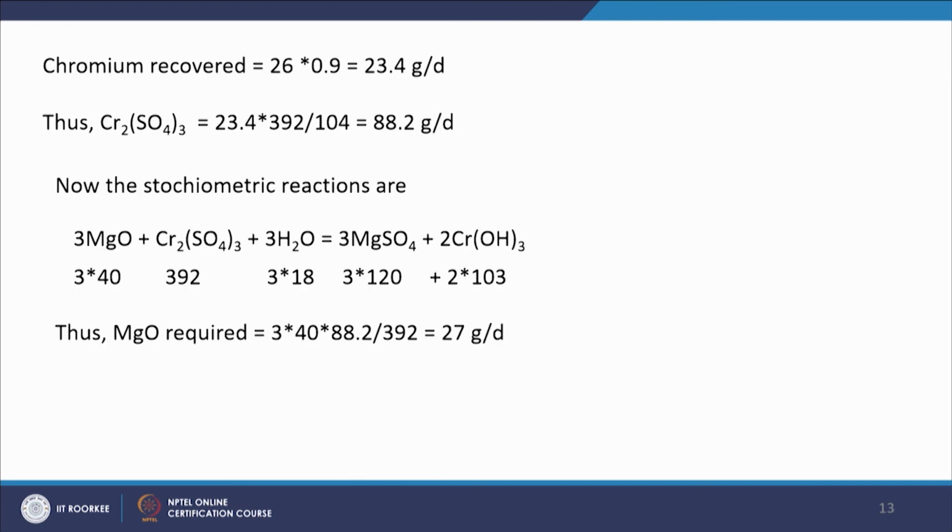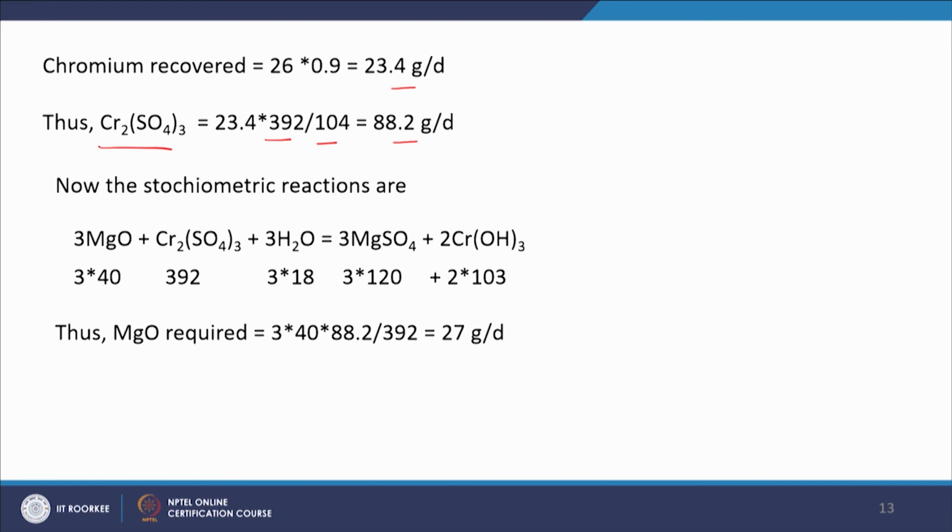Now, we are considering that 90% of it is recovered. So 26 into 0.9, that is 23.4 gram per day recovered. For the recovered chromium, the corresponding weight of chromium sulphate recovered is 23.4 into 392 by 104. So that is equal to 88.2 gram per day. And what are the stoichiometric reactions in this case for the chromium recovery?